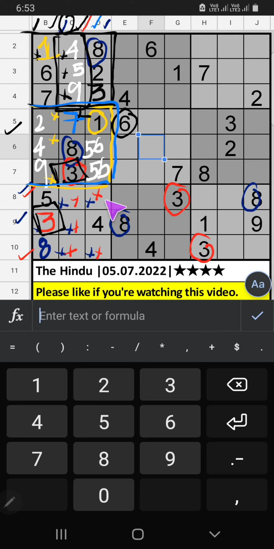Column D, 2 numbers are remaining, 7 and 9. It will come in one of the cells. We will confirm later. Column C, 3 numbers are remaining, 1, 2, 6. It will come in one of the cells. We will confirm later.